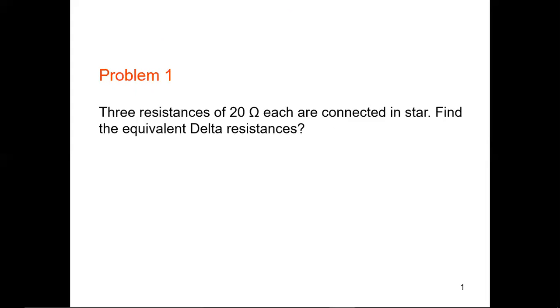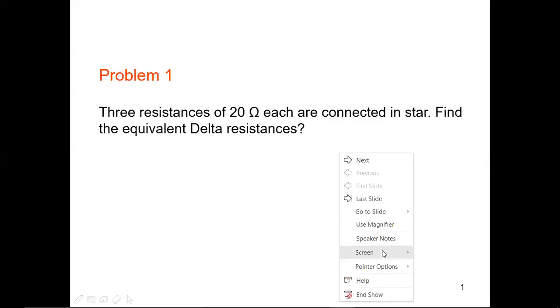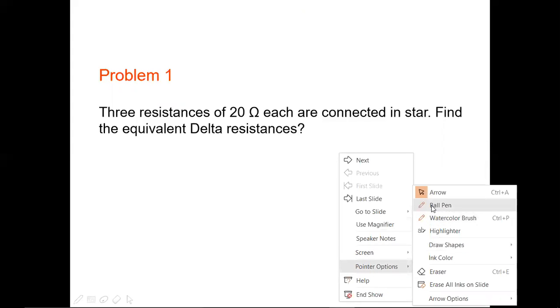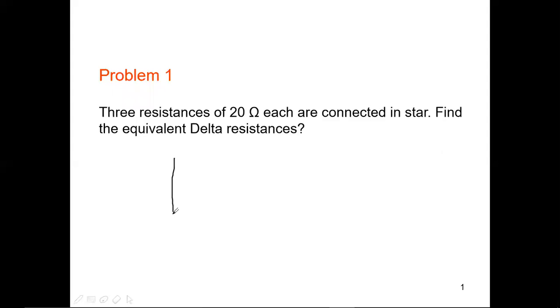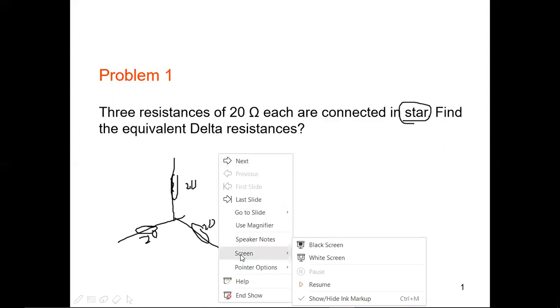Three resistances, so let me draw the circuit first. Given a star, right? You should understand that you need to draw the given circuit. In this star, the value of each resistance is 20 ohms, 20 ohms, 20 ohms. Now you need to draw the delta.